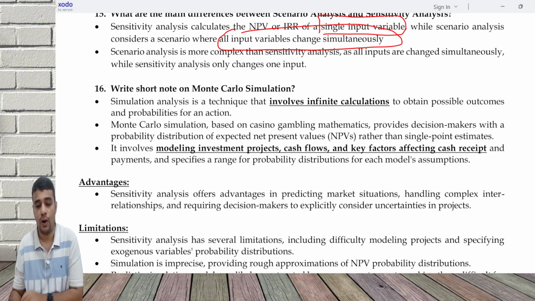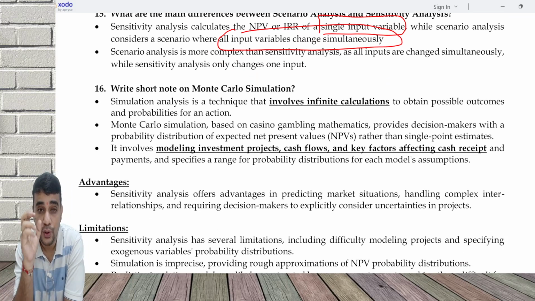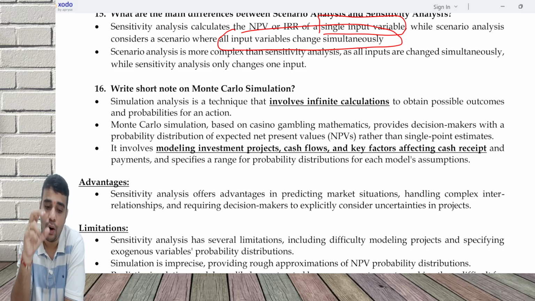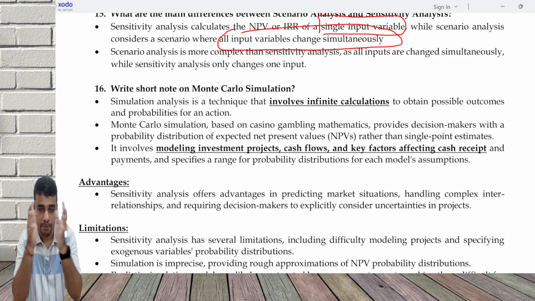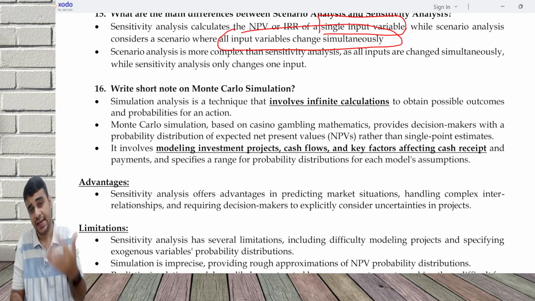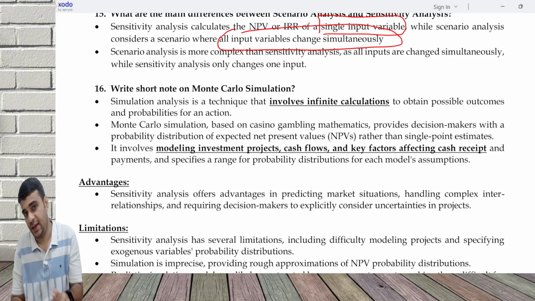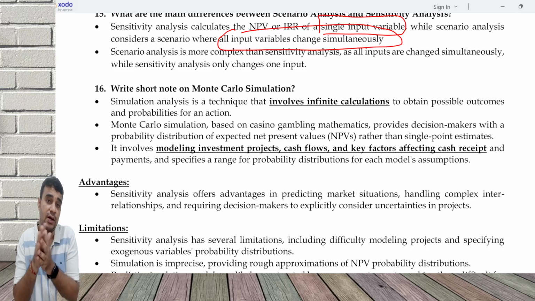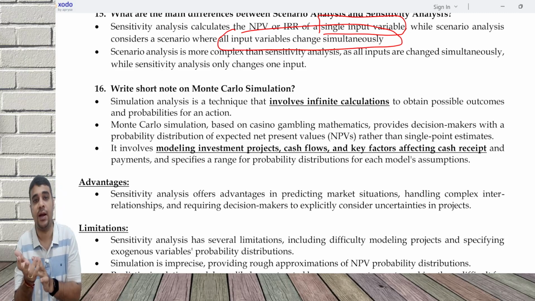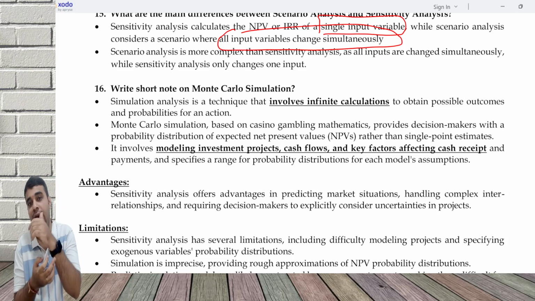Write short notes on Monte Carlo simulation. Simulation is basically used for doing infinite calculations. Once I decide a model of a project, which is made using past data, I can decide what the parameters and what the variables are. Parameters are something which are not going to change. Variables are those which can change, like selling price, cost per unit, units sold, initial outflow, life of a project.